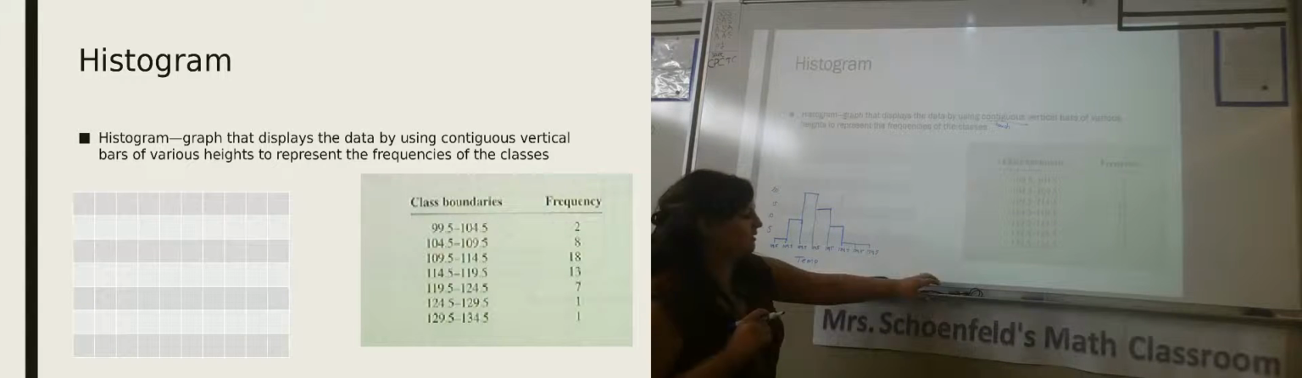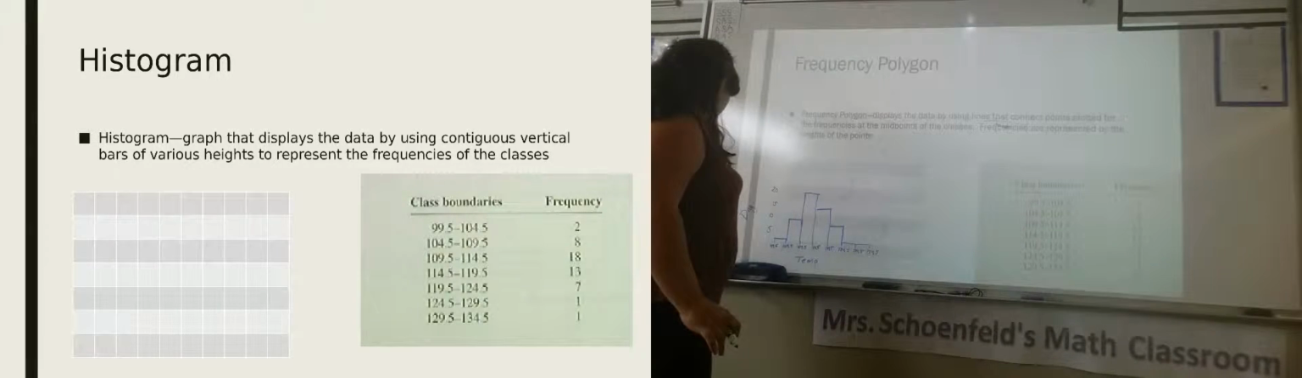So for the histogram that we're making, we go up for the first one, then come down. Up 8 for the next one. Make that next bar all the way down. And then we're going to go up to 18. That was the highest one, so the rest of them are not going to go up that high. 13 for the next one. 7 for the 119. And 1 for both of the last two. Okay, that's what your histogram should look like.